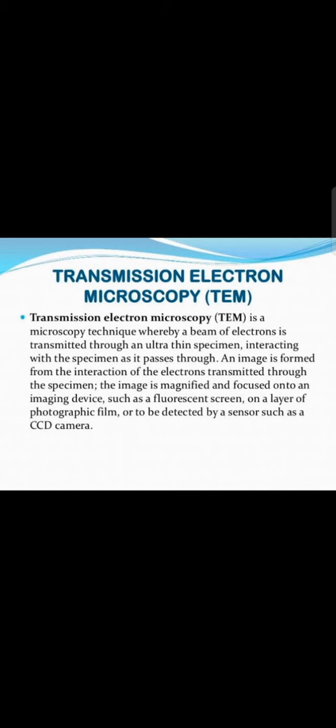Transmission electron microscopy is a technique whereby a beam of electrons is transmitted through an ultra-thin specimen, interacting with the specimen as it passes through. The image formed is from the interaction of the electrons transmitted through the specimen. That is, the image is magnified and focused onto an imaging device such as a fluorescent screen, a layer of photographic film, or to be detected by a sensor such as a CCD camera.